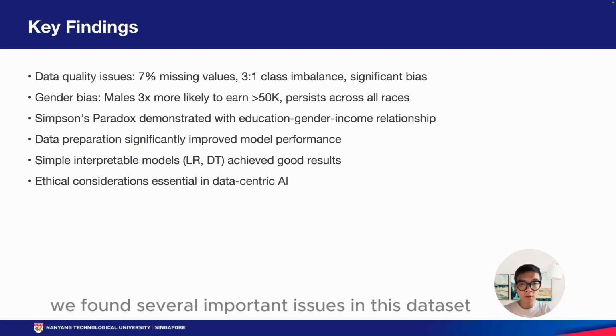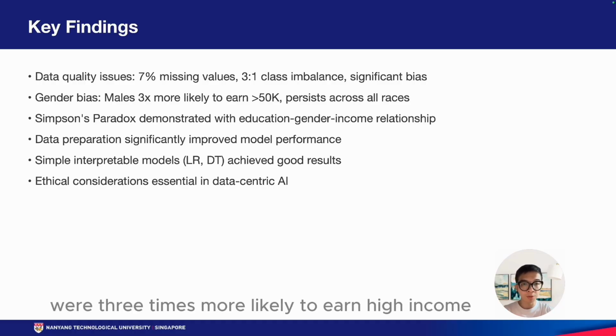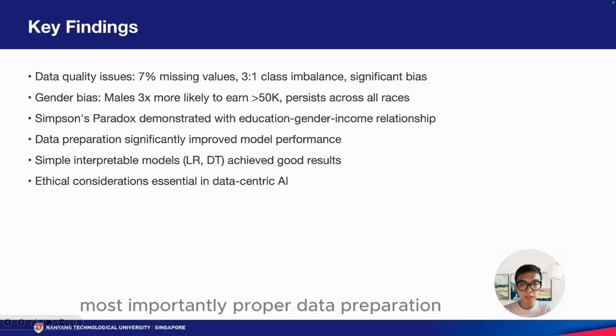We found several important issues in this dataset: 7% missing values, 3-to-1 class imbalance, and significant gender bias where males were 3 times more likely to earn high income. We also demonstrated Simpson's paradox, showing how aggregate statistics can mislead us. Most importantly, proper data preparation significantly improved our models.